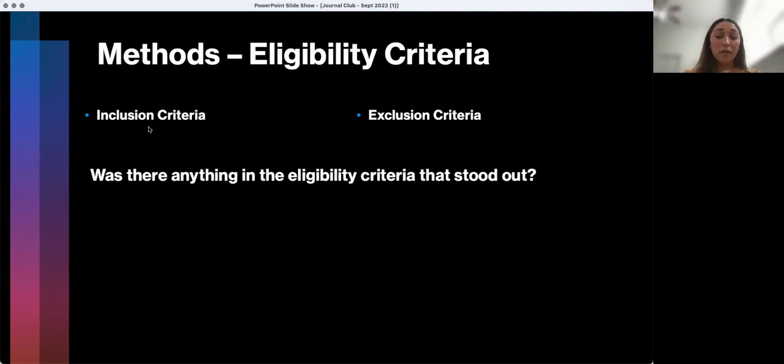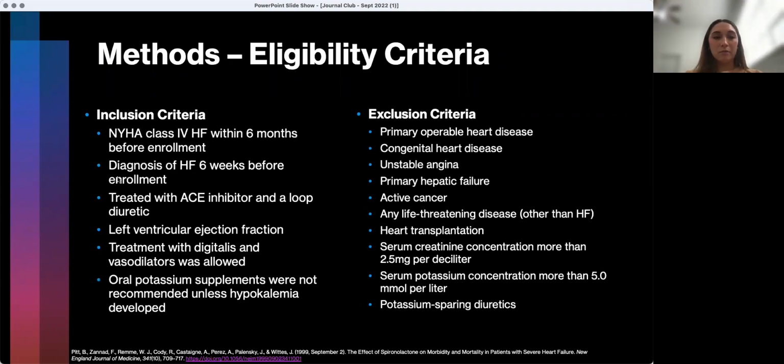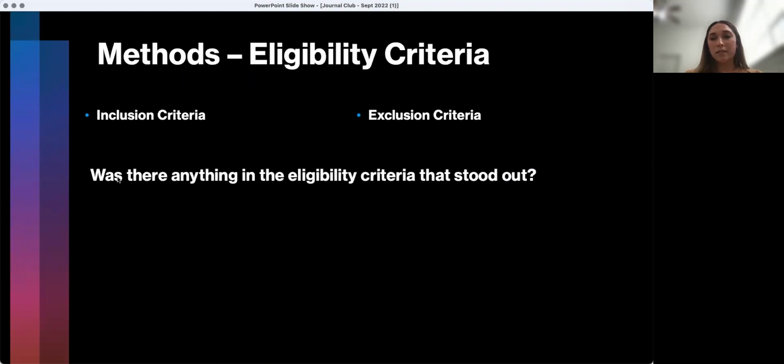Well, one thing I can mention is that the study was done during the 1990s, so there was no mention of race or ethnicity. And we know, as I stated before, that among African Americans, and especially people over the age of 65, there's a higher prevalence of heart failure within this population. So they didn't mention anything about race or ethnicity, and I think that's really important in the inclusion and exclusion criteria.